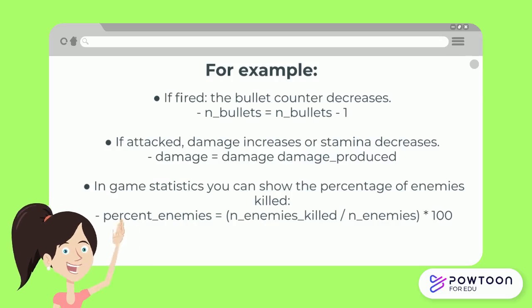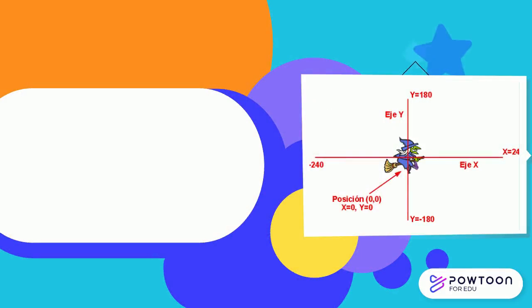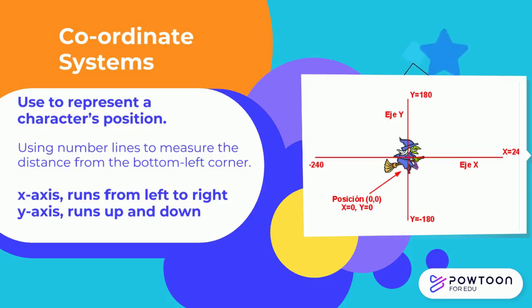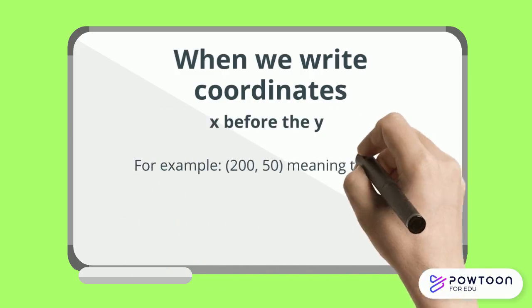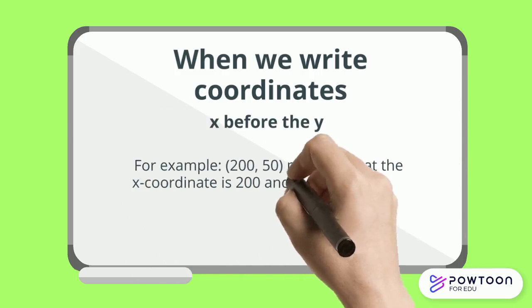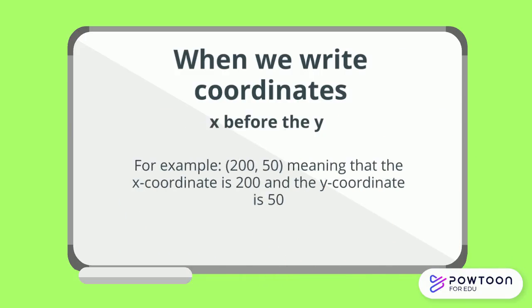There are other cases. A coordinate represents a single point using number lines as rulers to measure the distance from the bottom left corner of the screen. The first line is called X, which runs from left to right. The second is called Y, which runs up and down. When we write down these coordinates, we always put the X before the Y, like this, meaning that the X coordinate is 200 and the Y coordinate is 50.